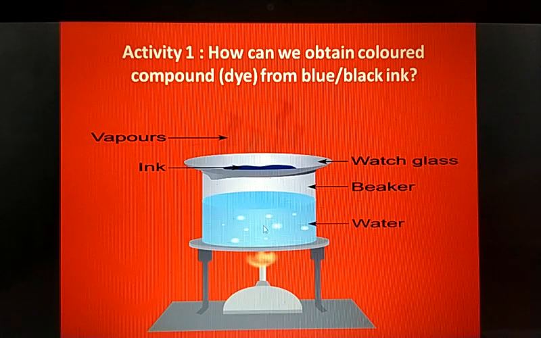You may ask, why don't we heat this watch glass directly? The reason is that if you heat it directly, then due to strong heating, this dye may get destroyed or it will get burnt away. So this is the reason indirect heating is done here. I hope this is clear.